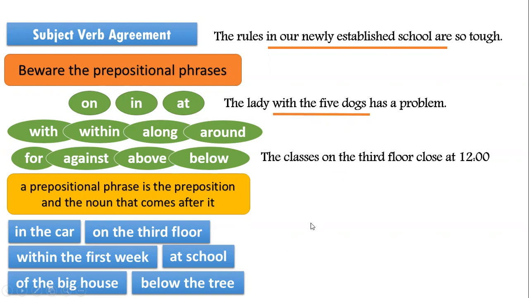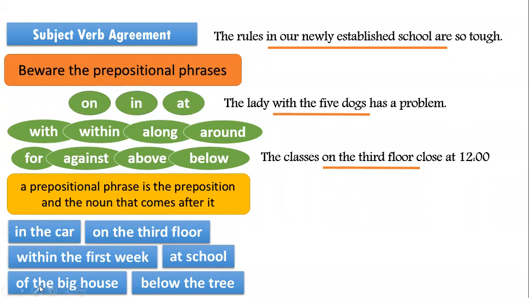One last example, please, to make sure that you got it perfectly right. The classes on the 3rd floor close at 12. Where is the prepositional phrase here? All right, ya shabab. Yes, on the 3rd floor is the prepositional phrase.